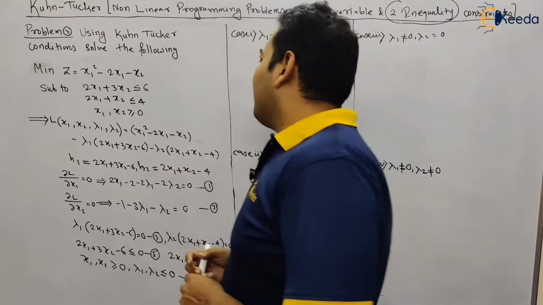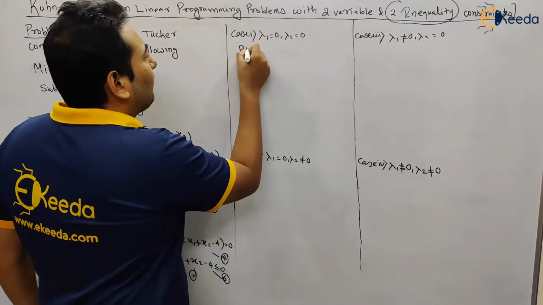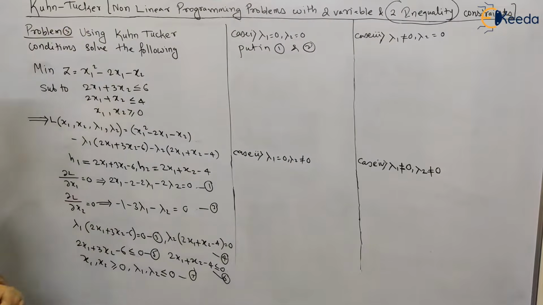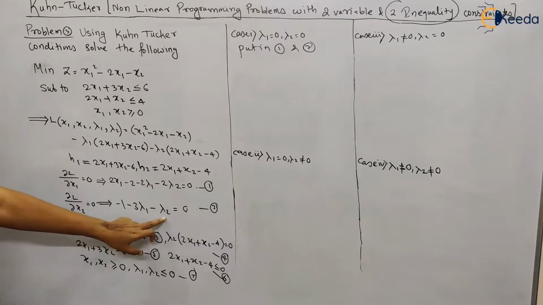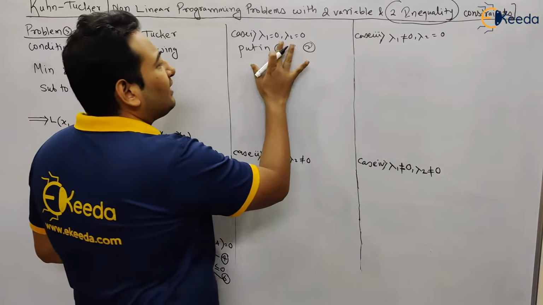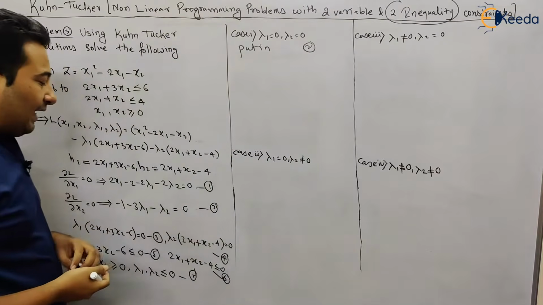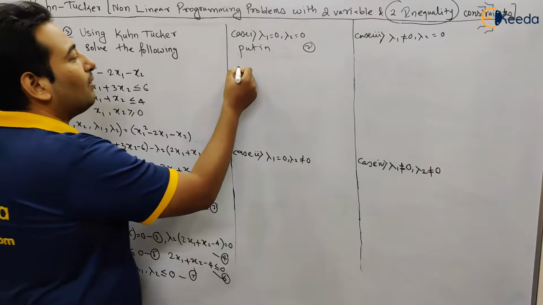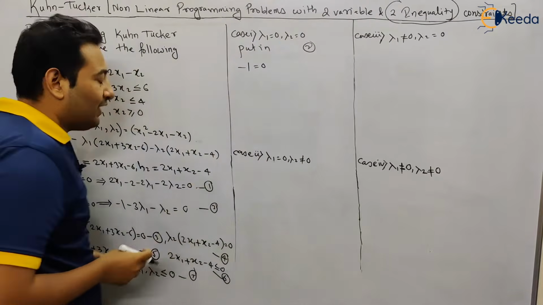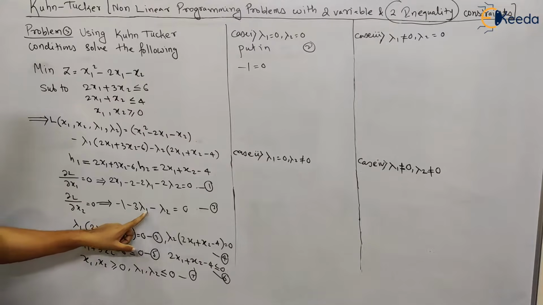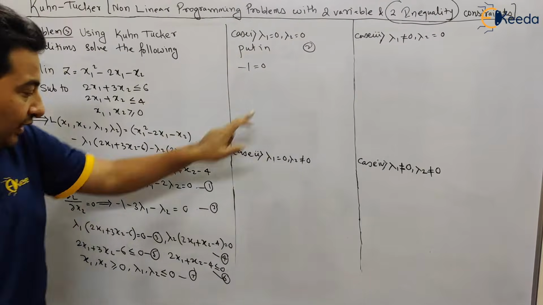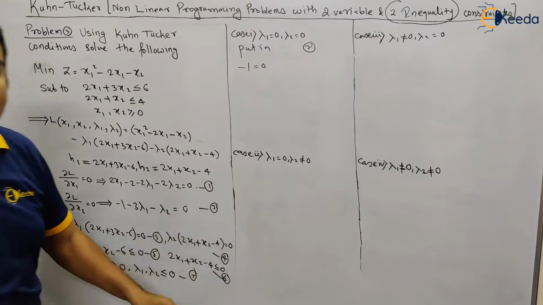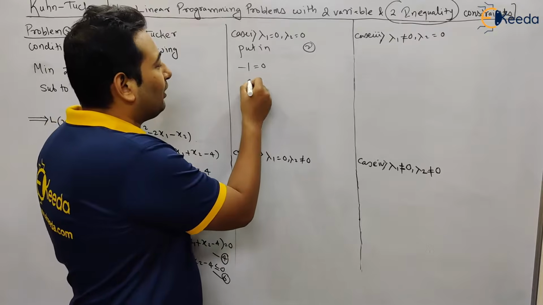Four cases, same. Lambda 1 equal to 0, lambda 2 equal to 0, put in equation number 1 and 2. Let us directly put in equation number 2. If I put lambda 1 and lambda 2 both 0 in equation number 2, this will be gone and I'll get minus 1 equal to 0, which is obviously not possible, therefore reject.